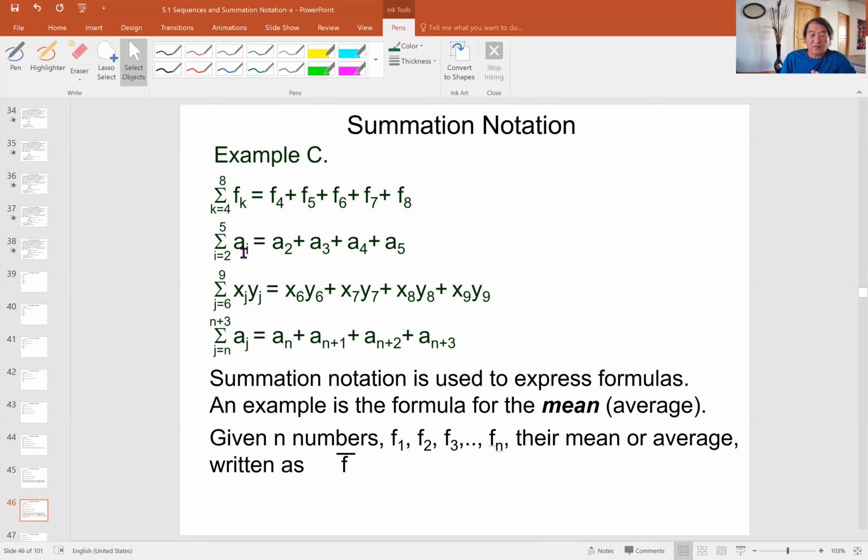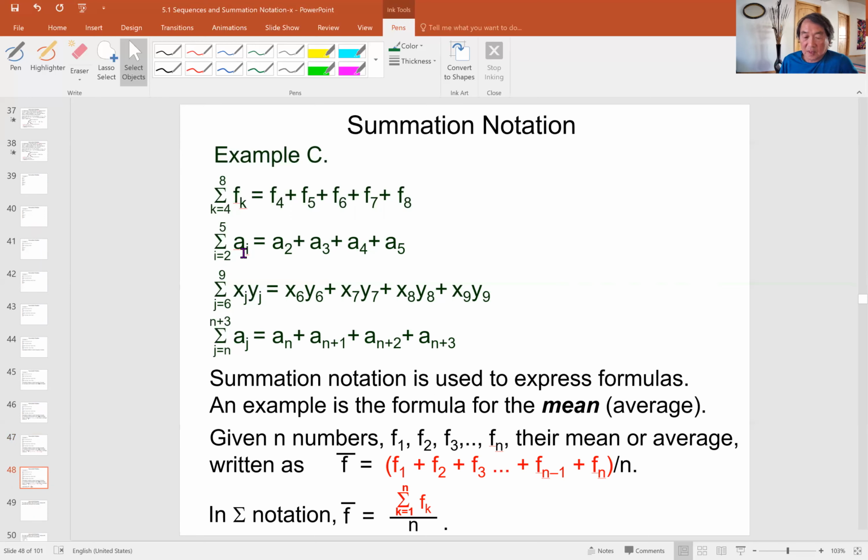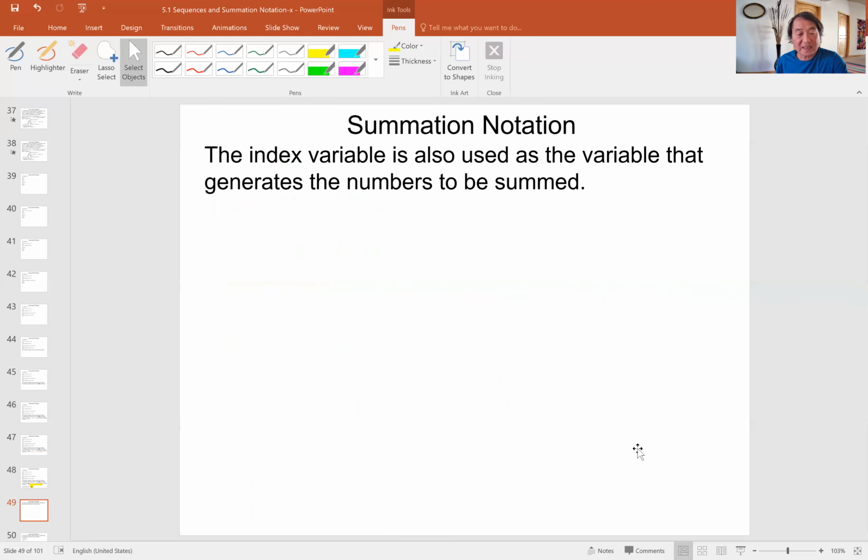They're good for expressing formulas involving sums. Here's a formula for the mean in statistics, and this is the way the formula is expressed. It's a lot shorter and easier to display than writing everything out in expanded form. Many formulas in statistics use summation notation, and you have to be able to read what they are summing step by step.